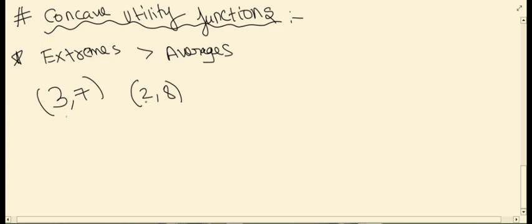Okay. Now, ideally, what the consumer is deciding about is which bundle to choose. Here we have more of x than this bundle, and here more of y than this bundle. So there's a bit of a dilemma for the consumer, but if the consumer has concave preferences, then he will choose extreme bundles. Like, he will not choose any averages of these bundles.